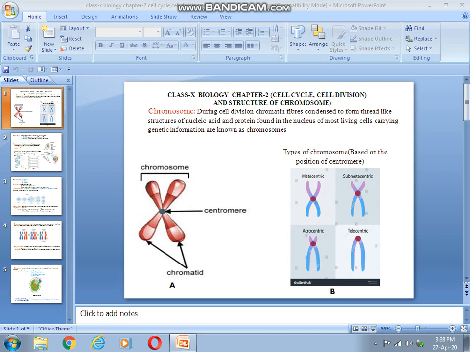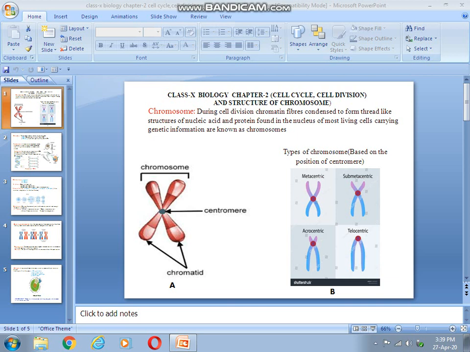You just go through the diagram given in B number. Here 4 types of chromosomes are shown. It is classified on the basis of the location of centromere. The first one is metacentric, second one submetacentric, third one acrocentric, and fourth one telocentric. Metacentric type of chromosome, here the centromere remains at the middle. Submetacentric chromosome, here the centromere remains slightly away from the middle point.